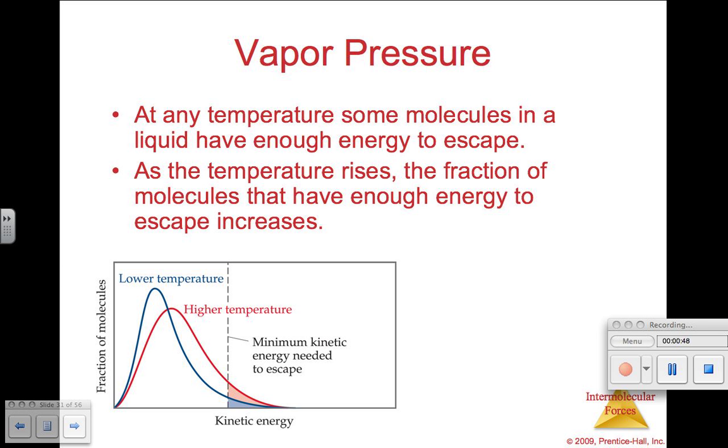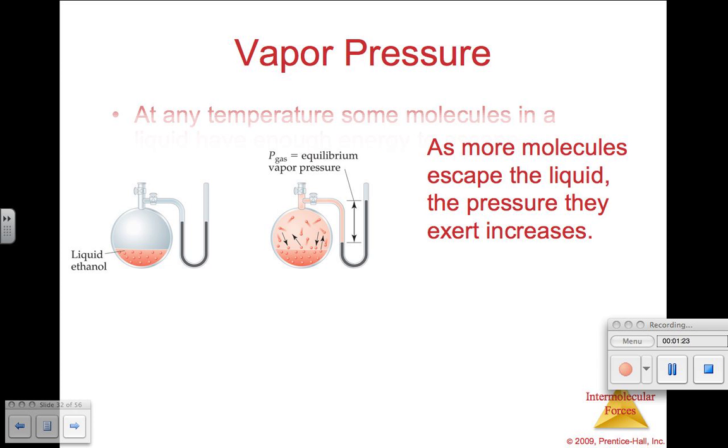Now, as the temperature rises, that fraction or that number of molecules that has enough energy to escape will increase. So if you look at that diagram below, at lower temperatures you've got a smaller fraction of the total molecules that have enough energy to escape into the gas phase. And obviously as temperatures increase, that kinetic energy bump or shape spreads out, and so you end up having more molecules, or whatever the substance is, having enough energy to escape into the gas phase.